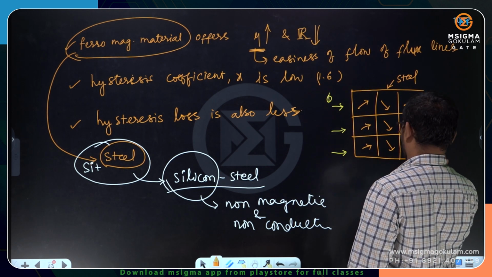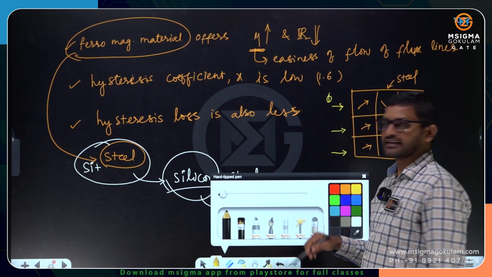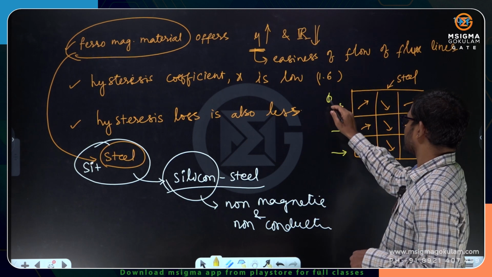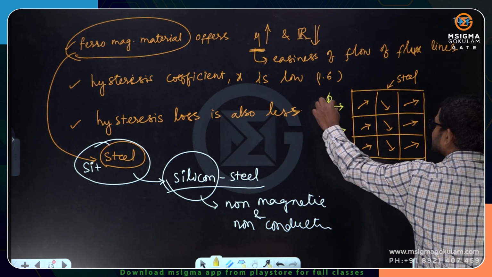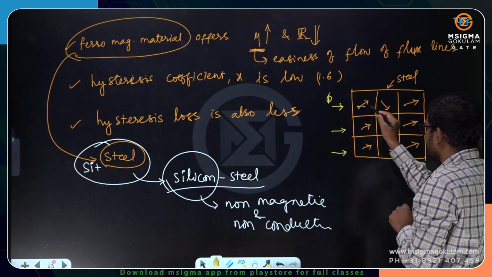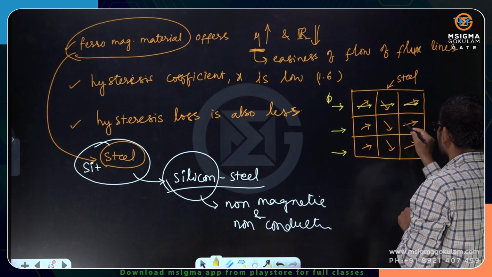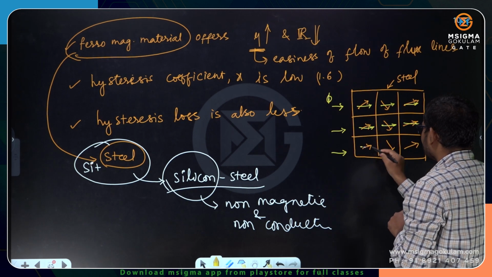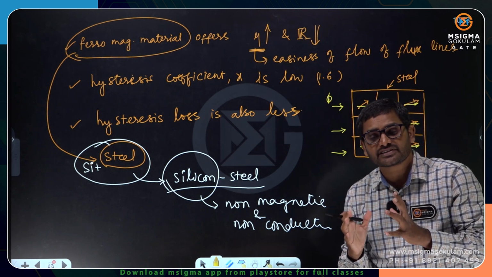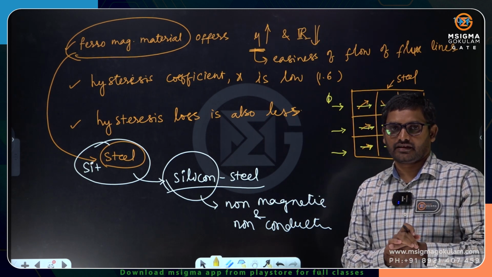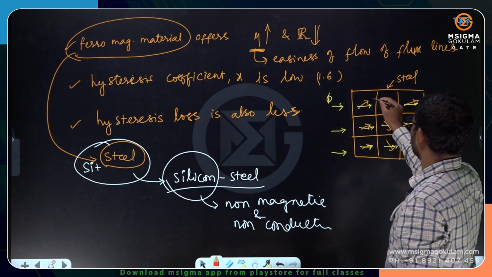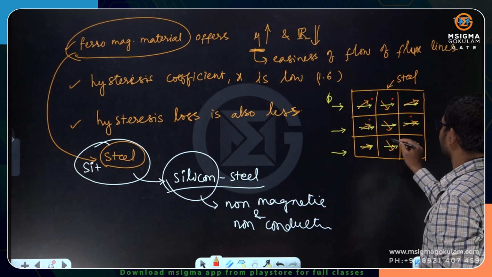Now whenever you give the supply, the current produces a flux. This is the flux direction. And now these flux lines try to magnetize the core. Inside, the dipoles consume energy and change their direction. While the magnetization is happening, as the core is not a 100% perfect magnetic material, definitely a few electrons are available. There are chances of electrons being available here and there.